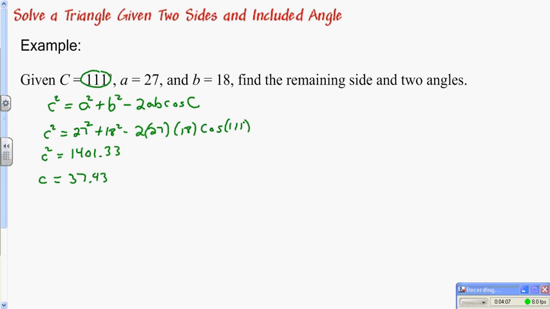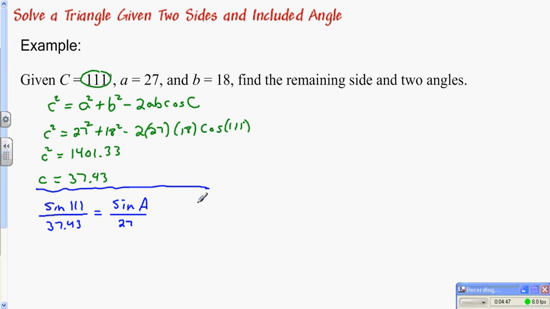Now what we've just done is we've created a pair. We have now angle C and side C. So at this point, we can use law of sines. Sine of 111 over its opposite side equals, let's say, angle A, sine of A over side A. So since we were able to come up with side C, we can now use law of sines, which is a pretty efficient formula to use.